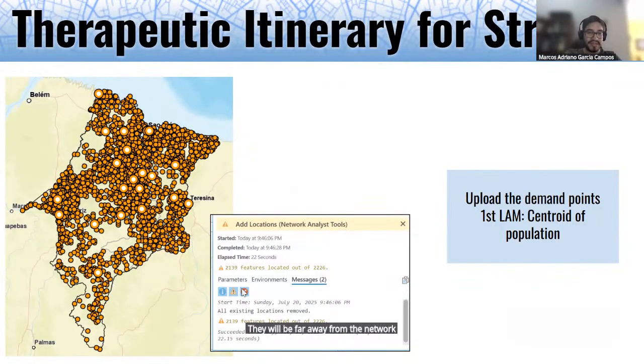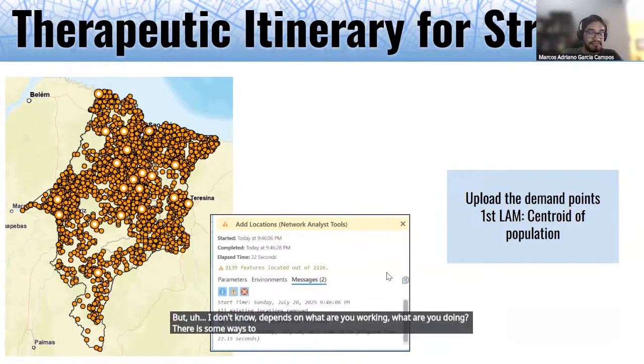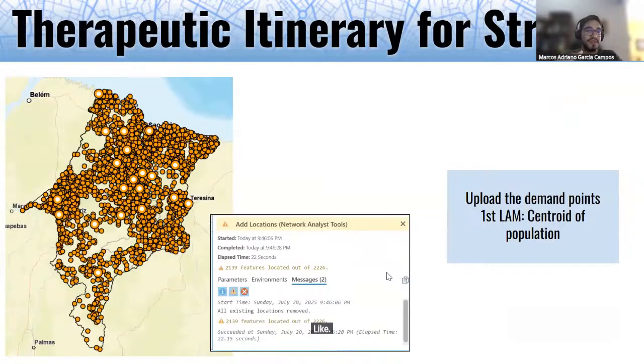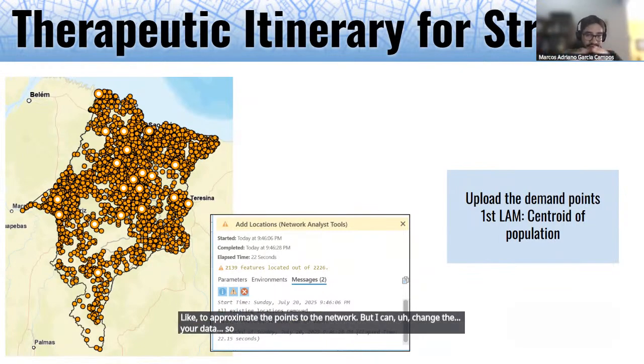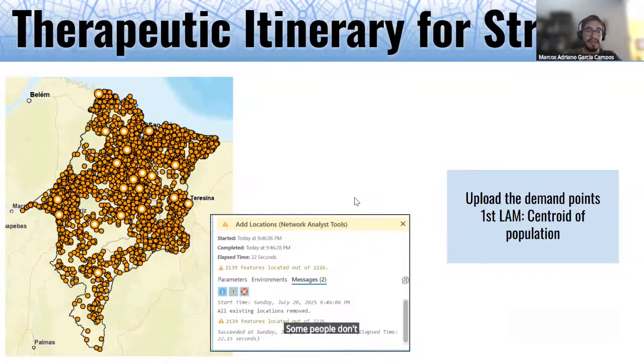That is what the message is saying: there are features that are not located. Sometimes that is very common to warn, but it depends on what you are working on. There are some ways to correct this, like approximating the points to the network, but that can change your data. So it depends on what you are studying. Here I assumed that it is okay. Some people won't be allocated.